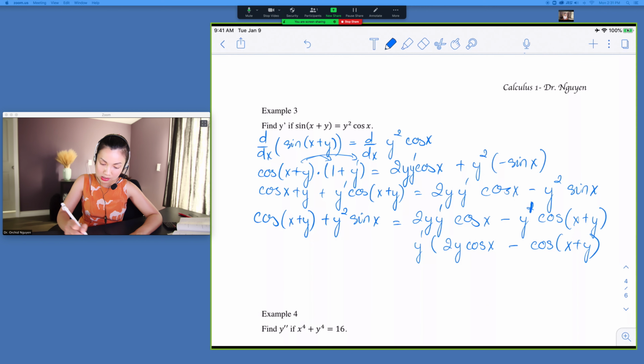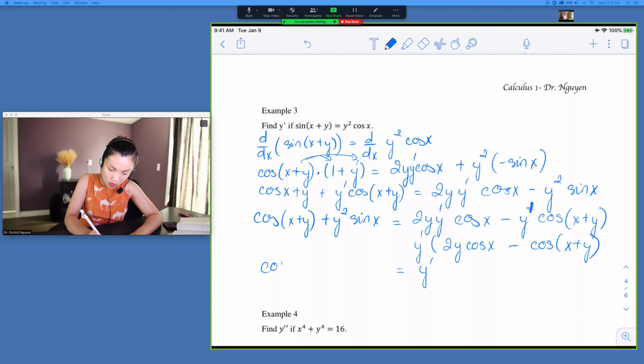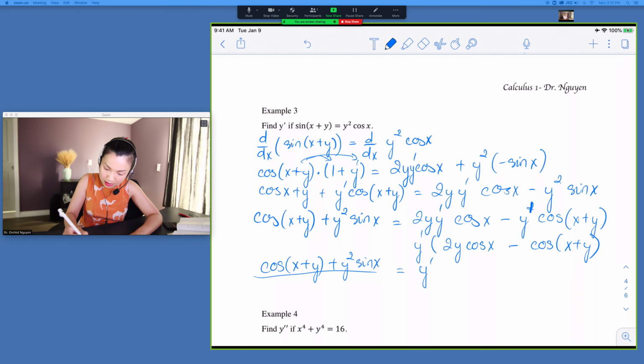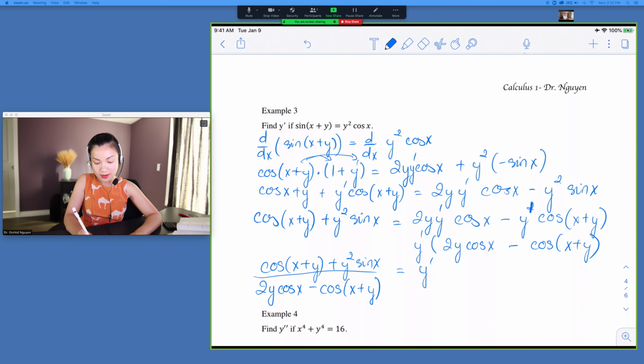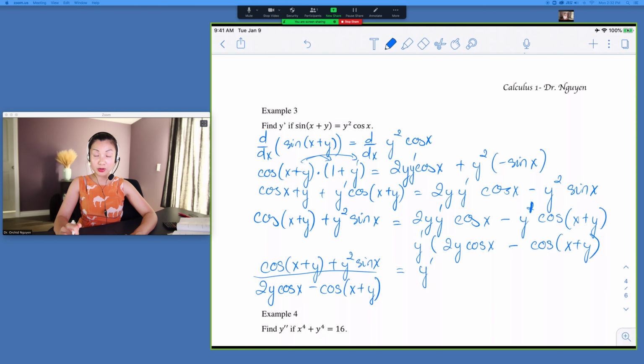All right, as you can see, we can divide, right? So y prime is going to be cosine of x plus y squared sine of x divided by 2y cosine of x minus cosine of x plus y. Okay, so that's how we take care of number 3.